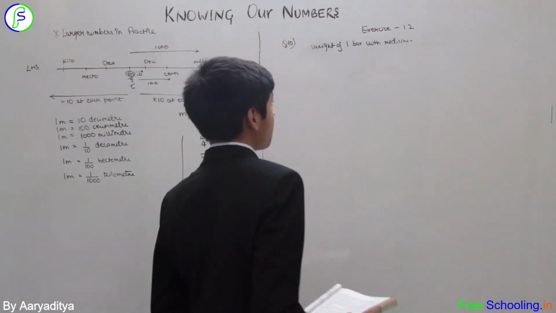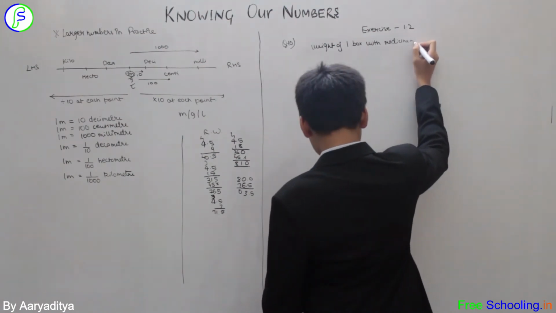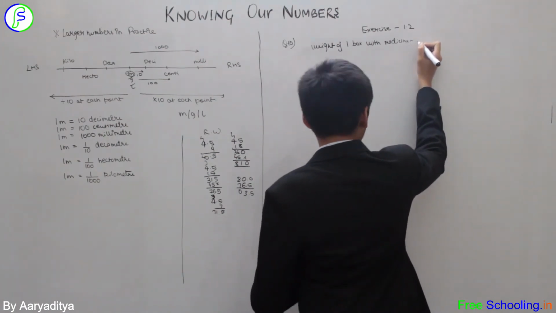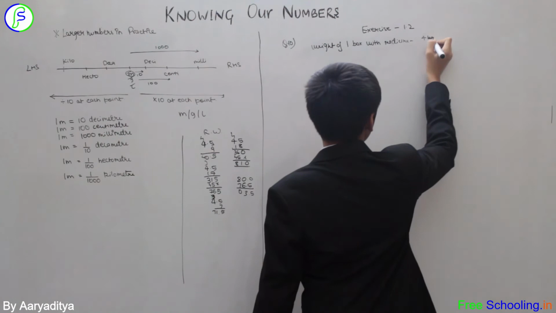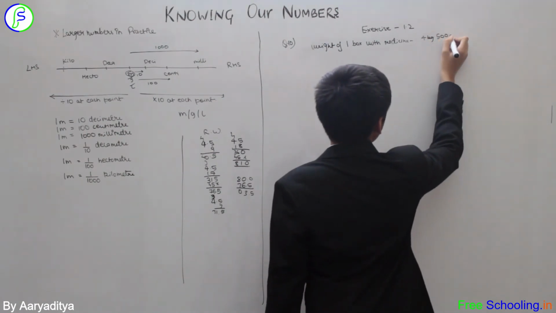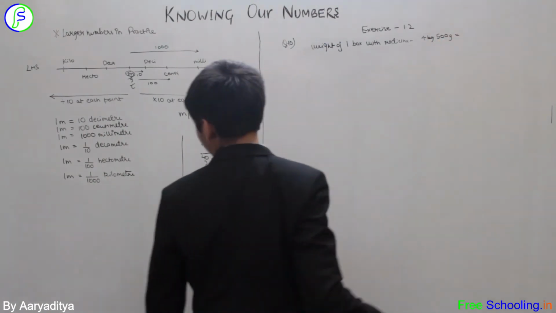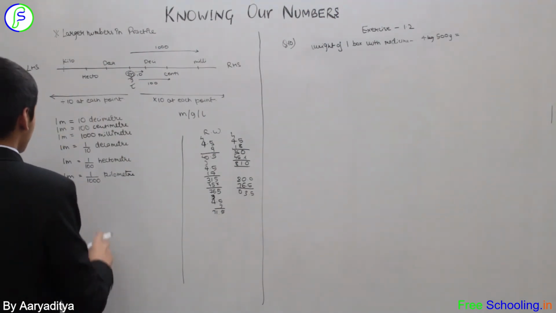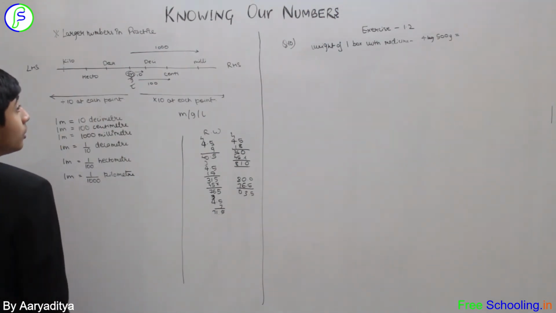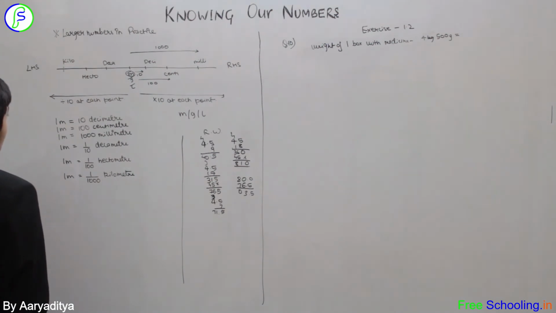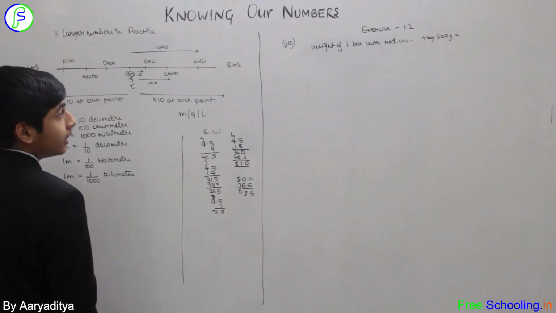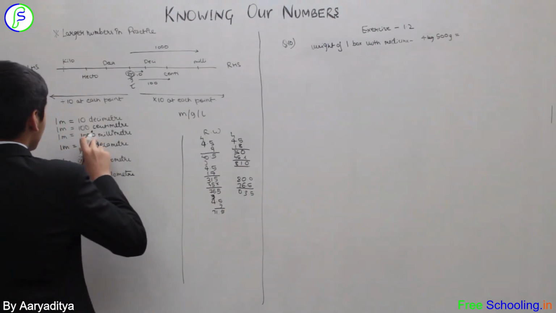So the weight of one box of medicine that has been given to us is 4 kg 500 gram. Let us convert this whole into grams. We say 4 kg. To convert it into gram, we go to the other side.